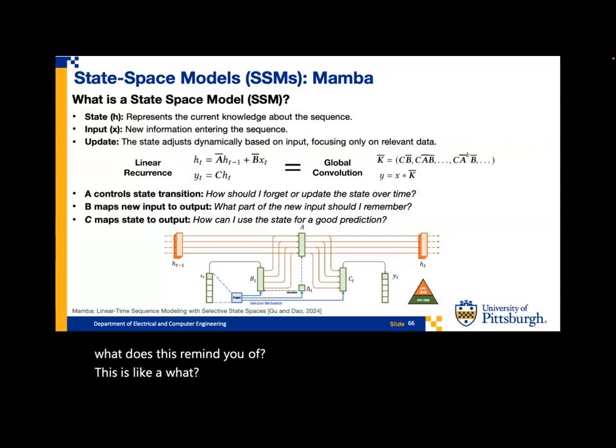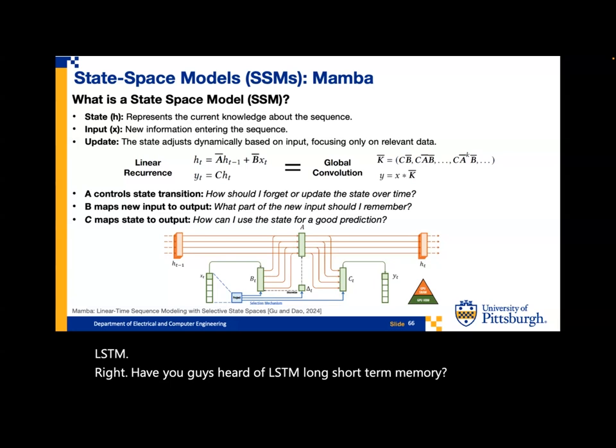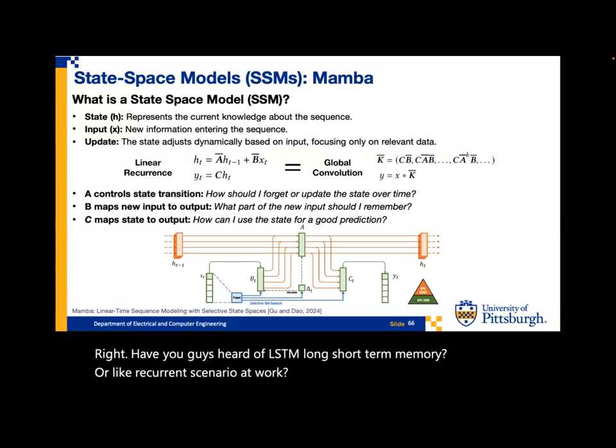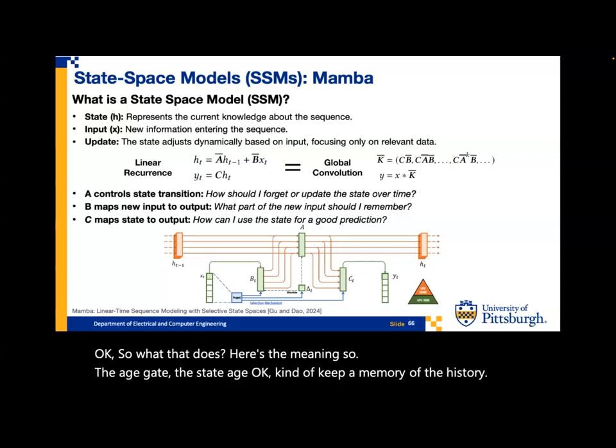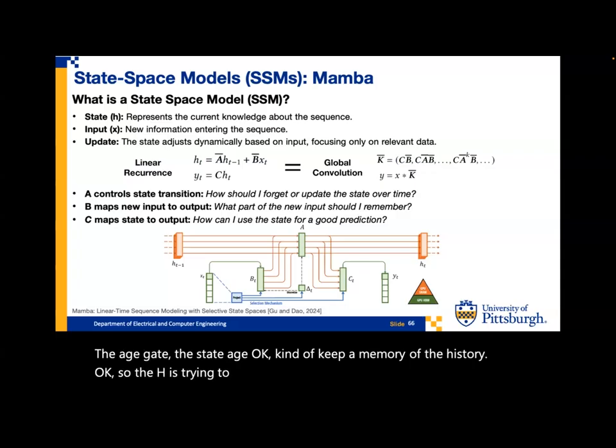This is a very popular architecture before transformers, LSTM. Right? Have you guys heard of LSTM? Long short-term memory? Or recurrent neural network? Okay. So here's the meaning. The state H kind of keeps a memory of the history. So the H is trying to keep a memory of the historical knowledge.